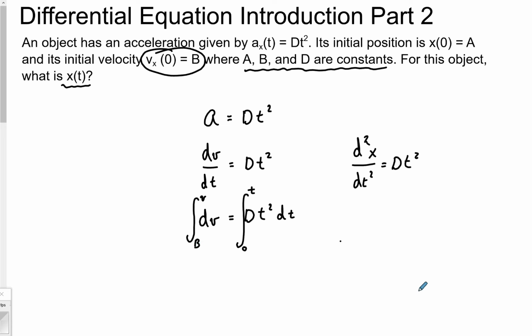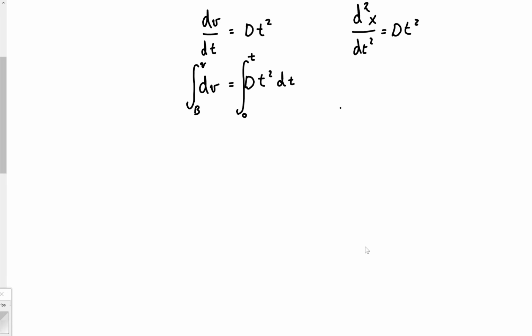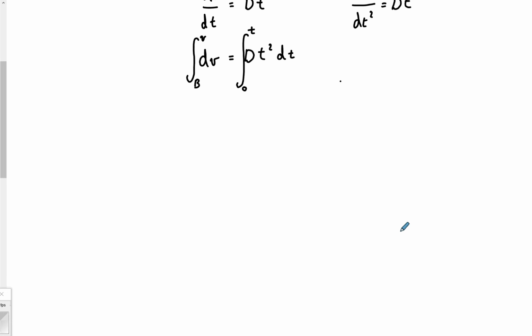Okay, so now we know exactly what we're doing. So let's go ahead and start our integration. This one's going to be easy. We'll integrate dv first, and that's just v, and we're going to evaluate that from the constant B to v. And then what are we going to have on the other side here? On the other side, we've got what?